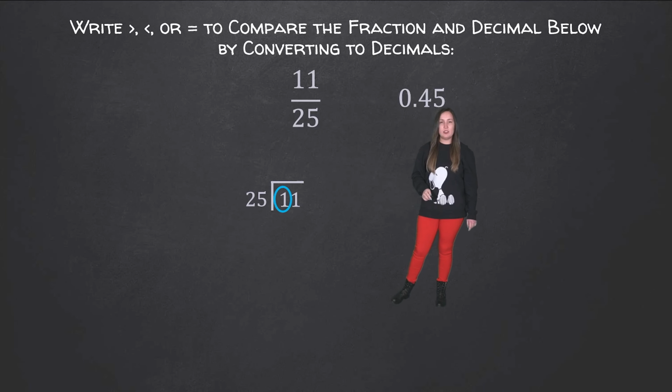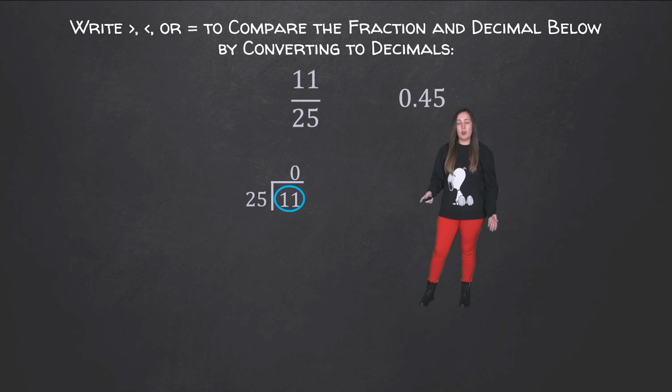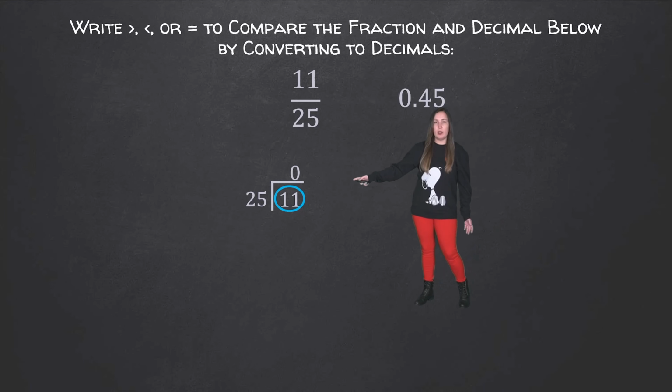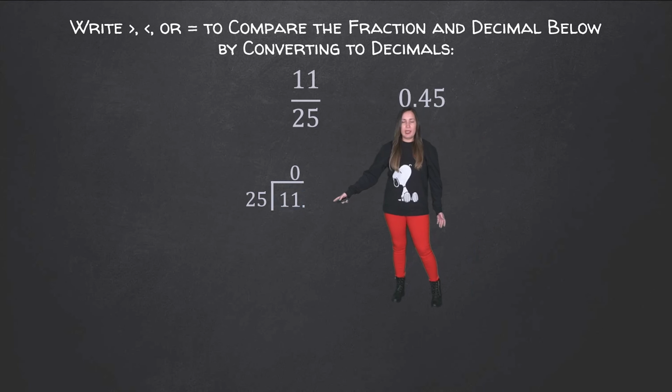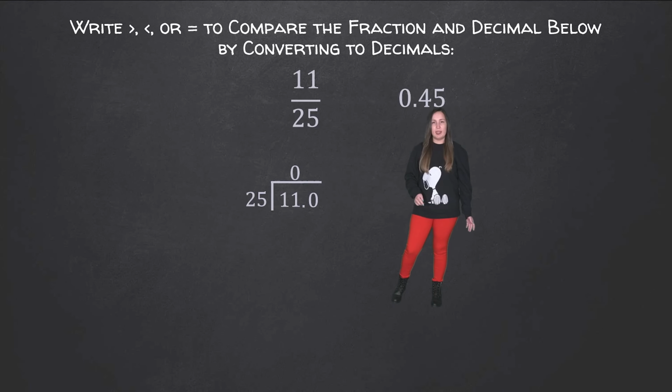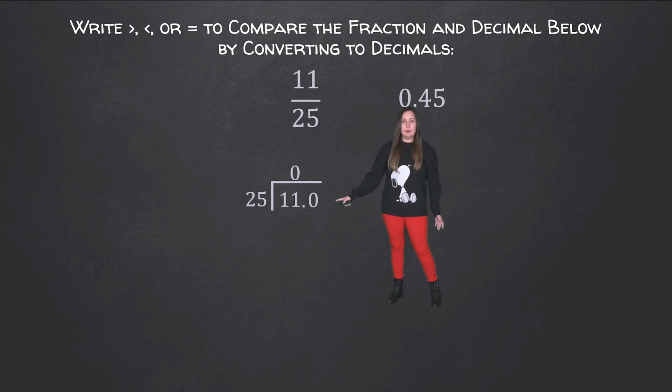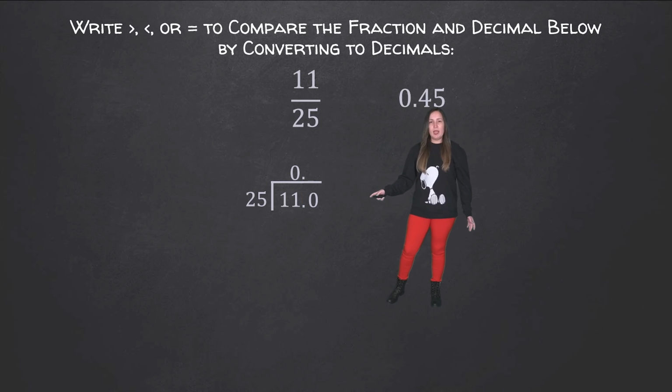And then we ask ourselves, how many times does 25 go into 1? Well, it doesn't. So then we ask ourselves, how many times does 25 go into 11? And it also doesn't, so we're going to put a 0, add a decimal point after the 11, and add another 0 here so we can keep dividing. Make sure you bring up the decimal point. And then we ask ourselves, how many times does 25 go into 110?